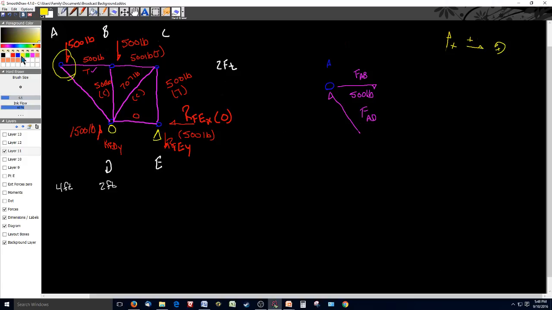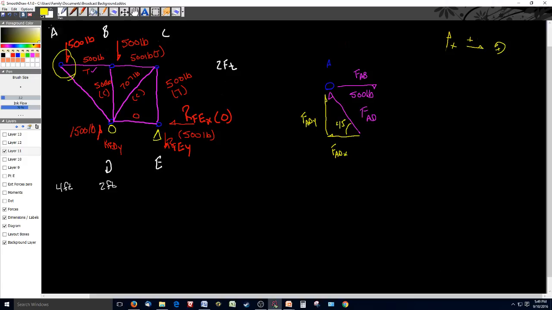Now one of the things I can do is break the force AD just like we did back at point C. I can break this force into an X component going this way, F AD X, and a Y component, F AD Y. Now I know from my diagram that this angle right here, theta, is 45 degrees. So that should give us some hints on how to proceed.